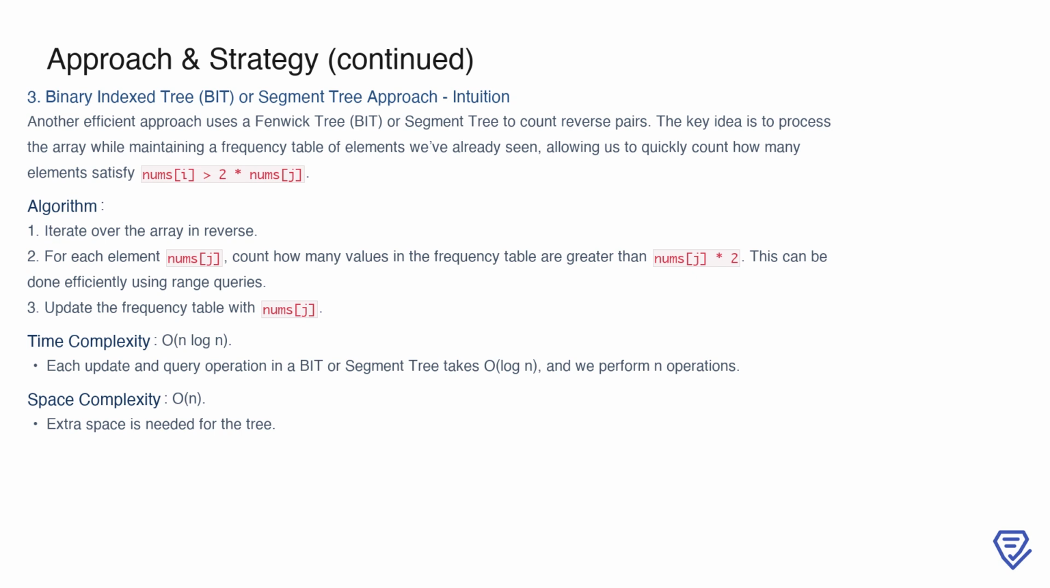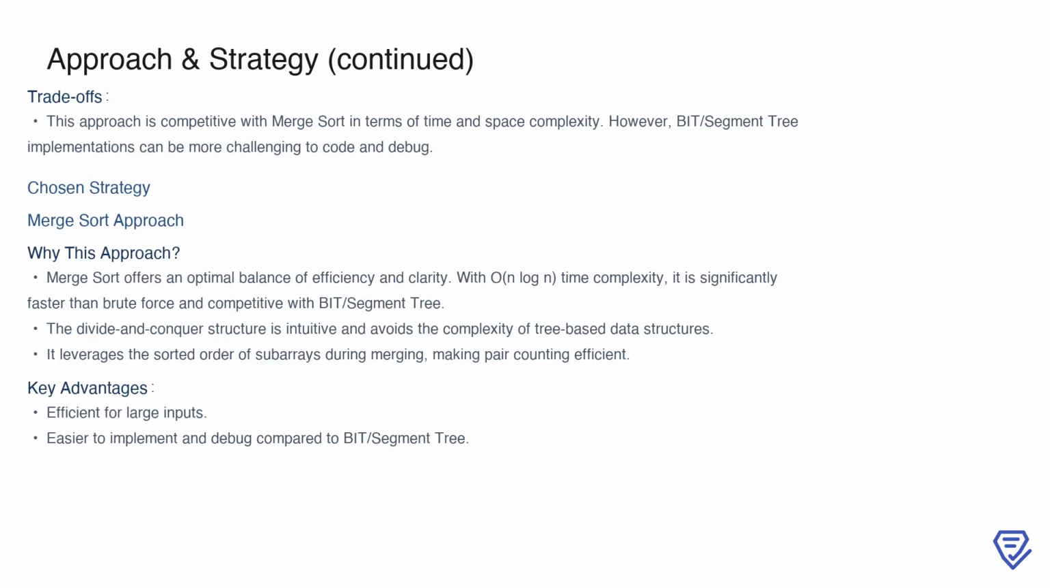This method achieves O(n log n) time complexity, as each update and query operation in the BIT or segment tree takes O(log n), and we perform one operation for each element. However, this approach also requires O(n) extra space to store the tree structure. The BIT or segment tree approach is competitive with the merge sort method in terms of time and space complexity, but it introduces additional challenges. These tree-based structures can be more complex to implement and debug, which may make them less desirable in certain scenarios.